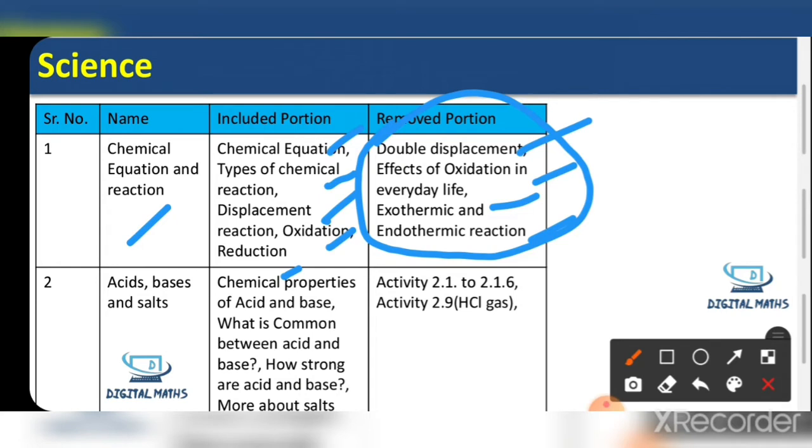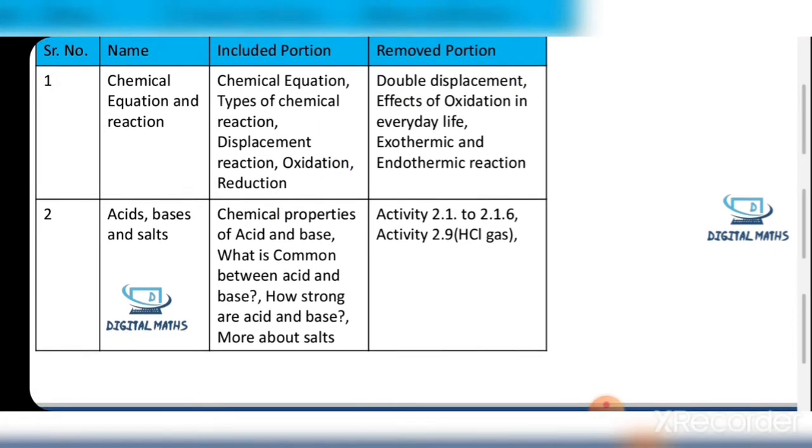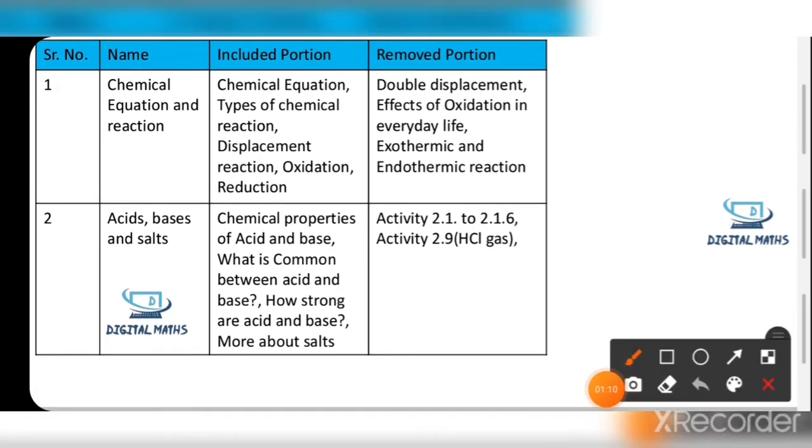Now we have to see chapter number 2, acid, base and salt, which is the included portion and which is the removed portion. Chemical properties of acid and base, what is common between acid and base, how strong are acid and base, more about salt. Activity 2.1 to 2.6 and activity 2.9 are removed from chapter number 2, acid, base and salt.